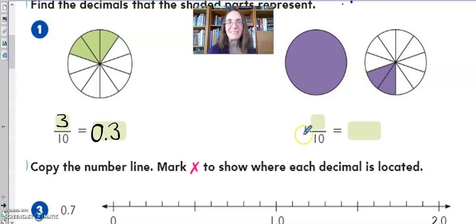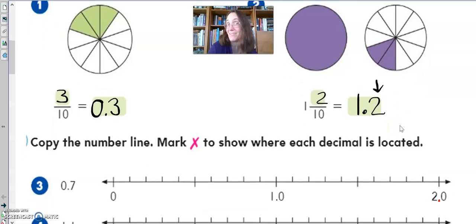Ooh, look, a mixed number. 1 whole pizza and 2 tenths of it. How would I write that as a decimal? Well, listen to how I say it. 1 and 2 tenths. This is the tenths place, so I just have to put the digit 2 in there. That's how you show a decimal.